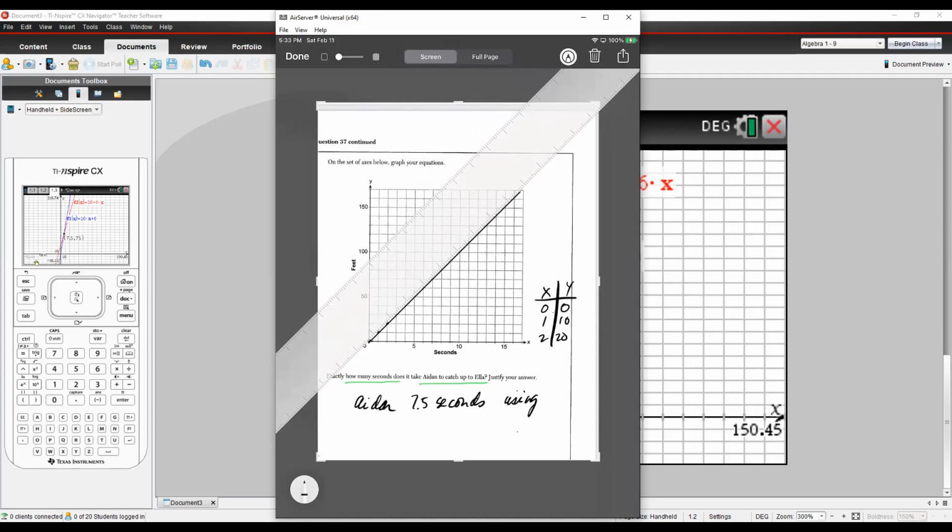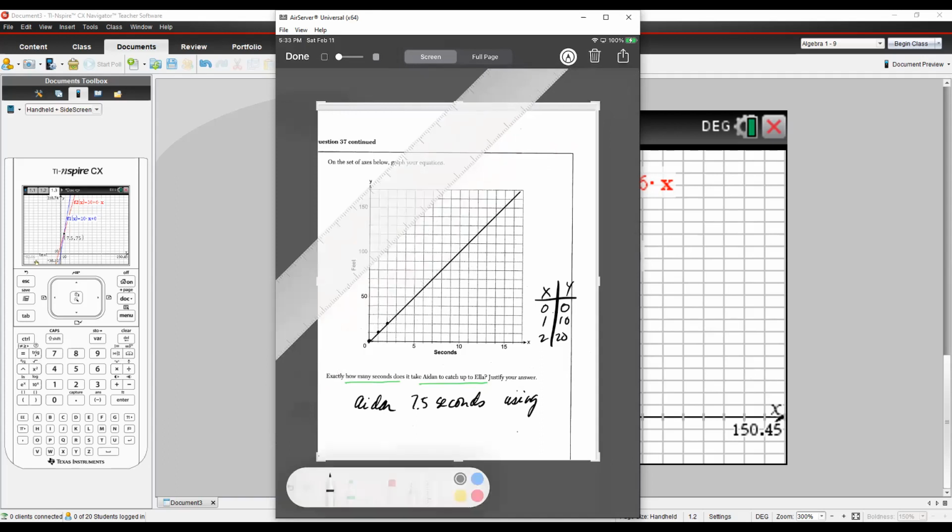And then we're going to do Ayla. I'll make her red. X, Y: at 0 seconds, she's already 30 feet ahead of the starting line. At 1 second, she's gone to 36. At 2 seconds, she's gone to 42, because it's going up by 6, that's the rate. And then 3 is 48. So let's go here, 0, 30. We're going to start here.